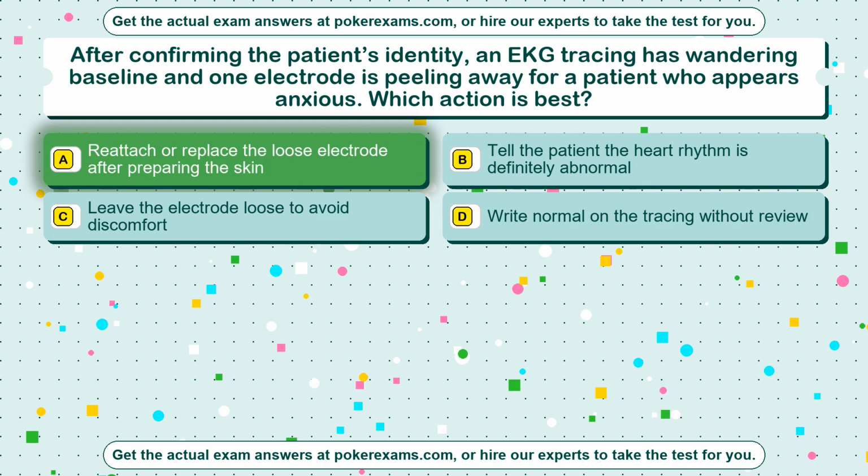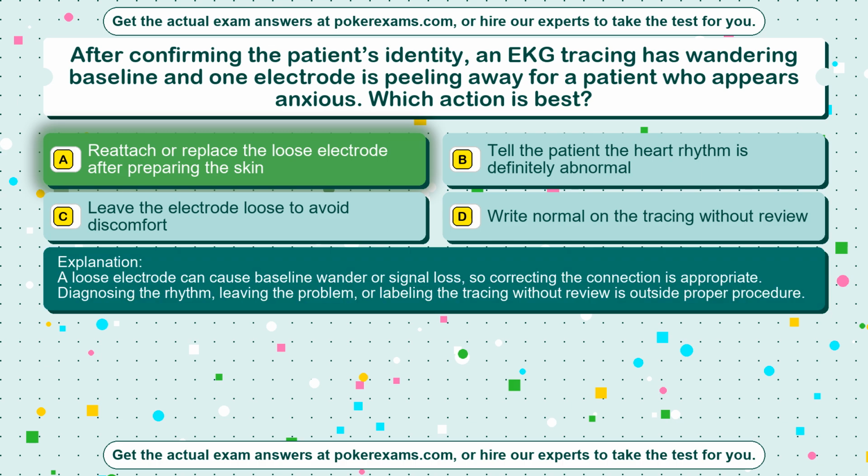The correct answer is option A, reattach or replace the loose electrode after preparing the skin. A loose electrode can cause baseline wander or signal loss, so correcting the connection is appropriate. Diagnosing the rhythm, leaving the problem, or labeling the tracing without review is outside proper procedure.